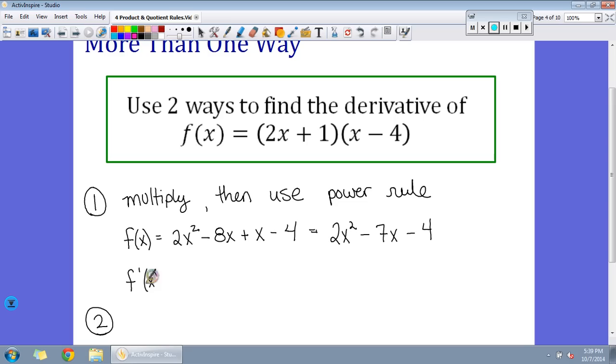Using the power rule, we take the 2 from the exponent, multiply it by the 2 of the coefficient to get 4x.